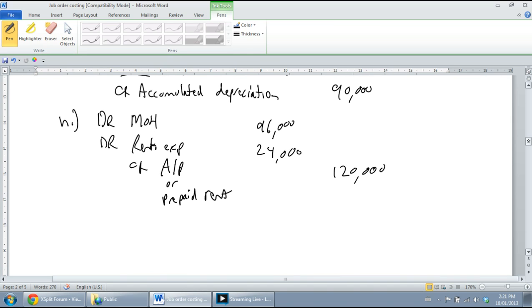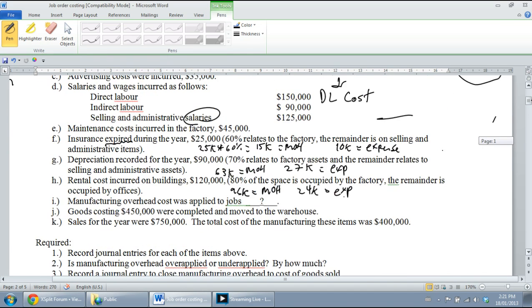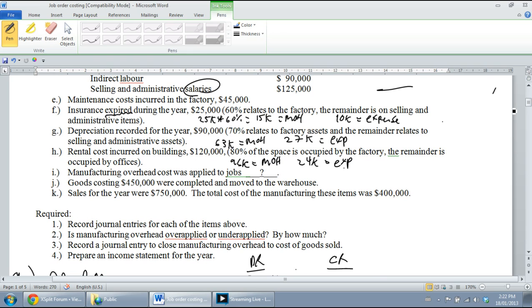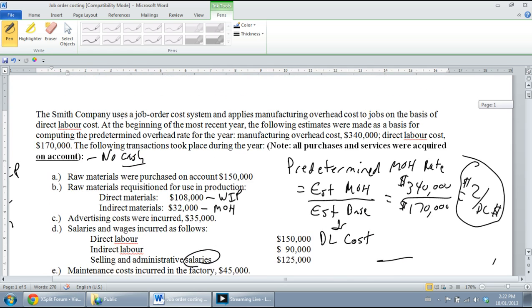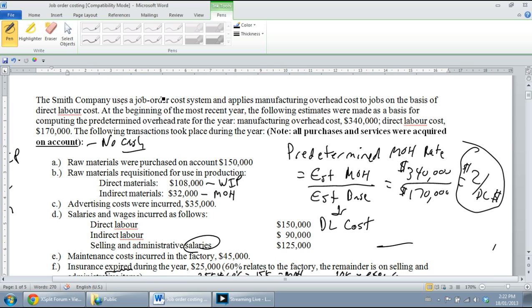Okay, let's carry on. So we're up to I, and I is the key item on this whole question. I is at the heart of the question. Manufacturing overhead cost was applied to jobs. So we've got to go all the way up to the top and reread this. The Smith Company uses job order cost system and applies manufacturing overhead cost to jobs. So obviously this sentence has a lot to do with part I, on the basis of direct labor cost. And then we did this computation.